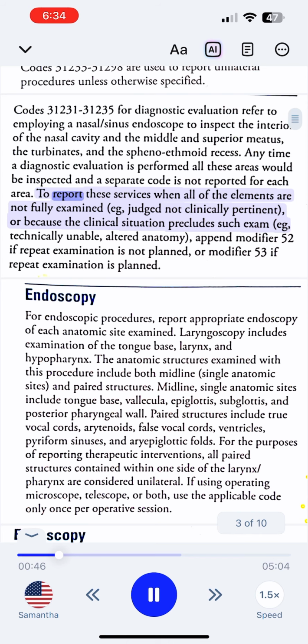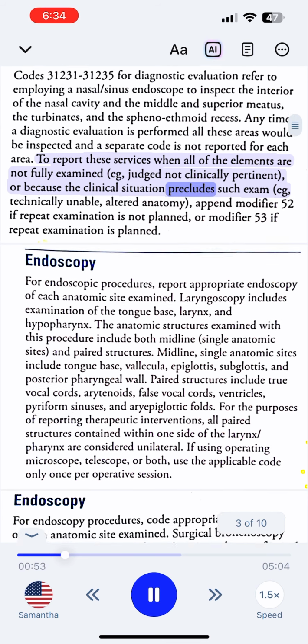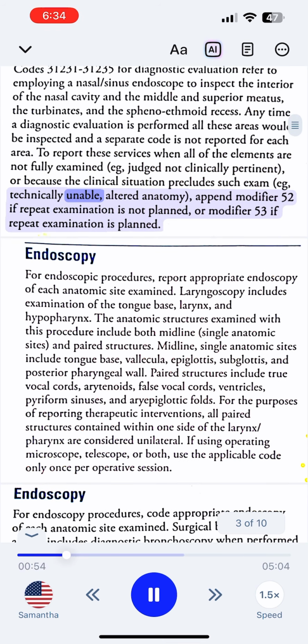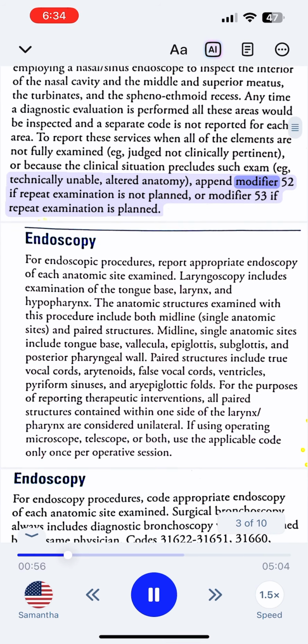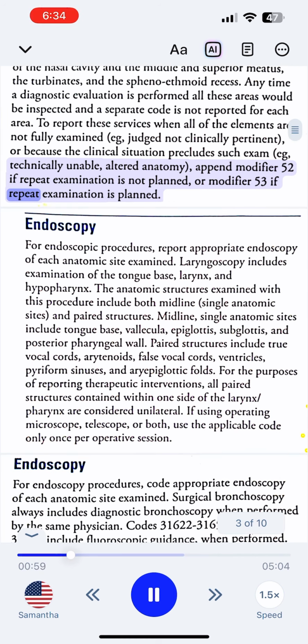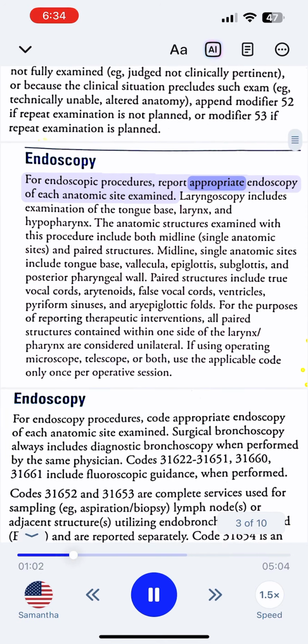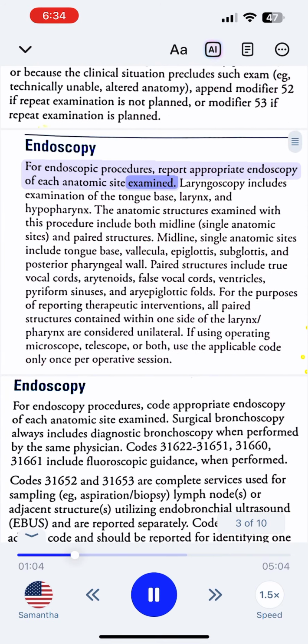To report these services when all of the elements are not fully examined, judged not clinically pertinent, or because the clinical situation precludes such exam, technically unable, altered anatomy, append modifier 52 if repeat examination is not planned, or modifier 53 if repeat examination is planned. Endoscopy. For endoscopic procedures, report appropriate endoscopy of each anatomic site examined.